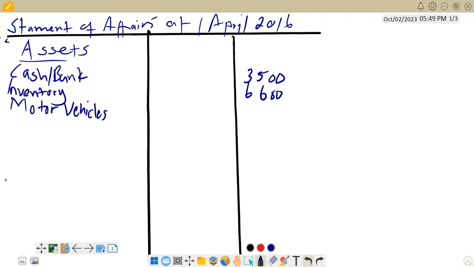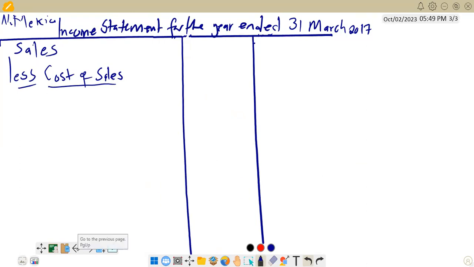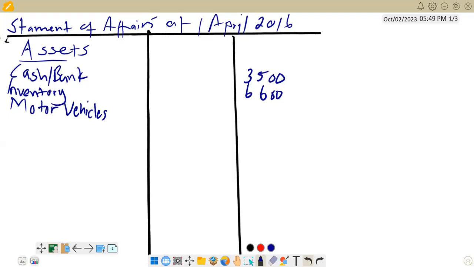Right, the figure for motor vehicles, we check again there, verify the actual figure that we have there. All right, for motor vehicles, we have got 16,000. So we are going to put 16,000 there. So we're going to have our 16,000 here.